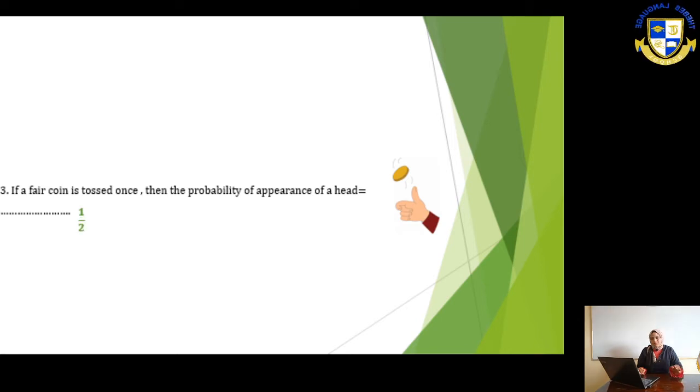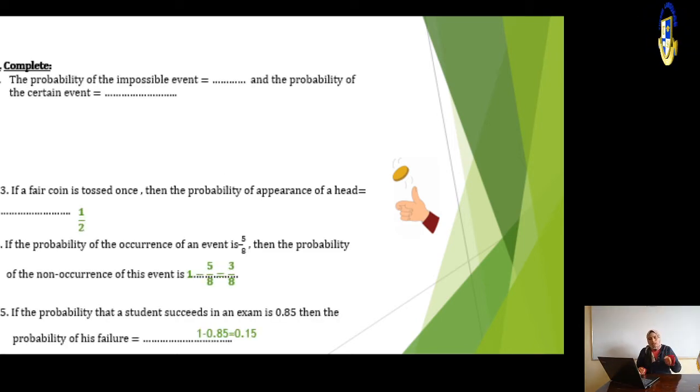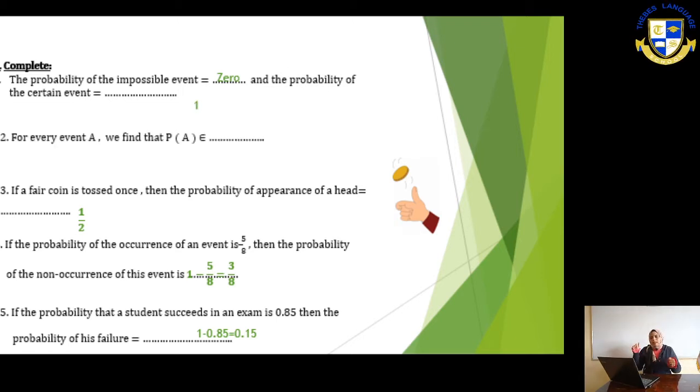Let's move to slide number 4. Complete. Number 1, the probability of an impossible event equals 0, but the probability of a certain or sure event equals 1. Number 2, for any event A, we find that the probability of A belongs to the closed interval 0 and 1, that is, it will be between 0 and 1.